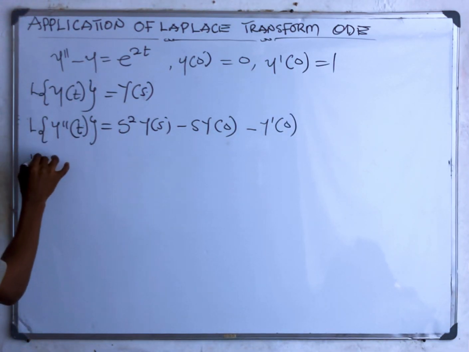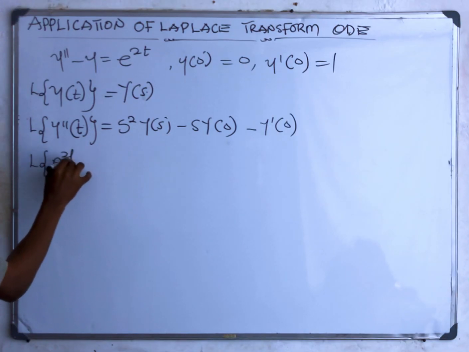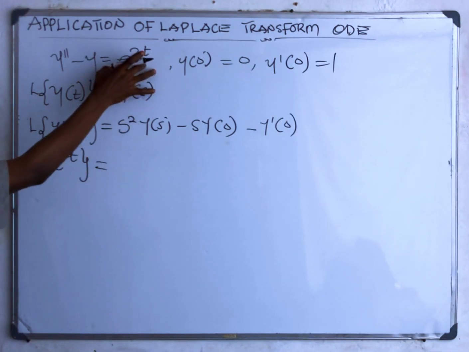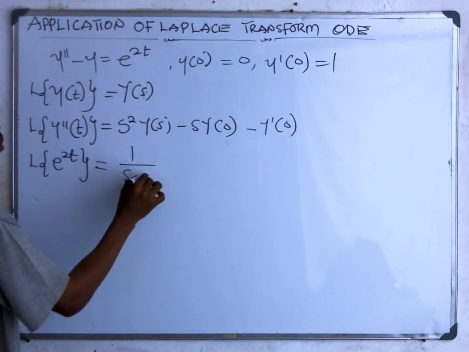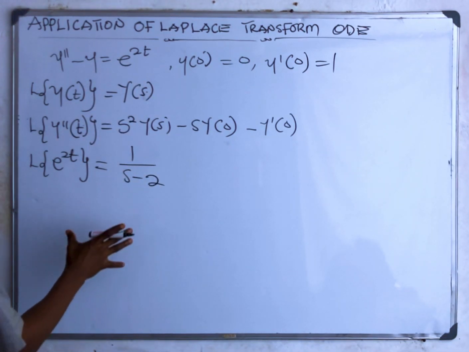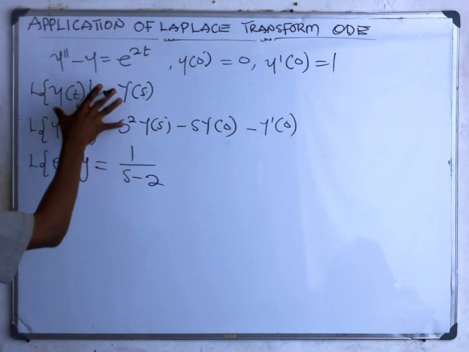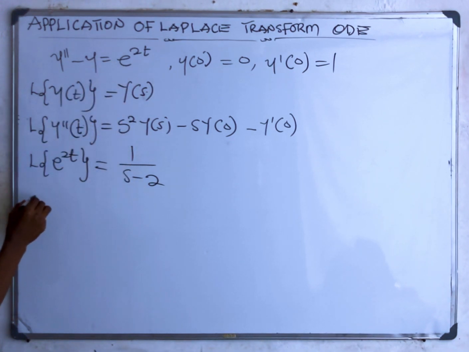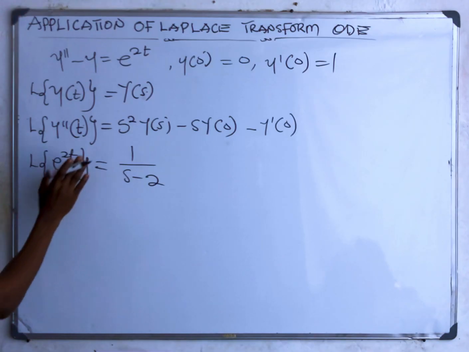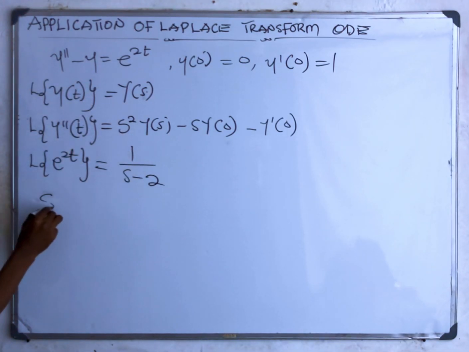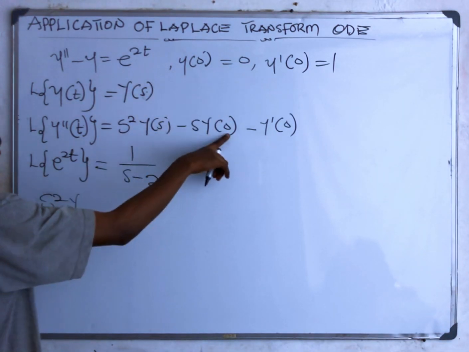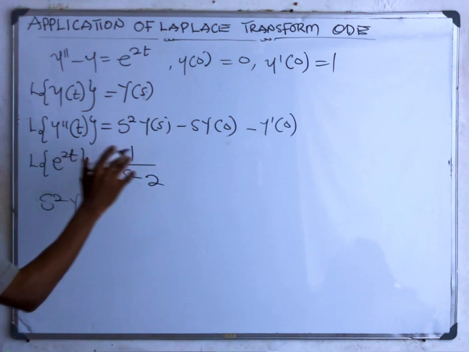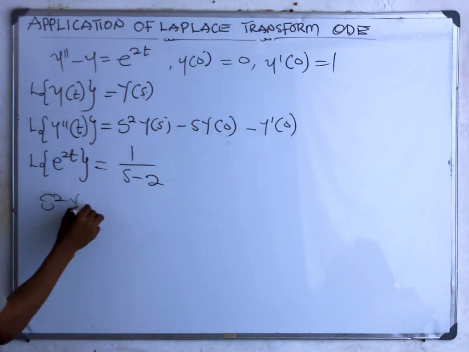Let's also transform e to the power 2t. This one you should know from the table, that this will give you 1 over s minus what? 2. So this is what we have. All that we are going to do here is to substitute this back into the equation. So this gives us s squared Y of s, and I'm taking off the s from there, y of 0 is 0, so 0 times s is 0. Then y prime of 0 is 1, so we have minus 1.